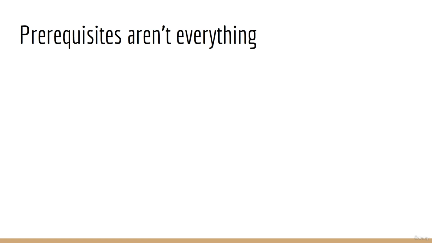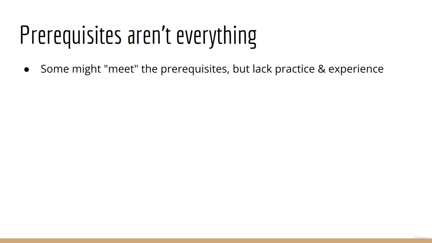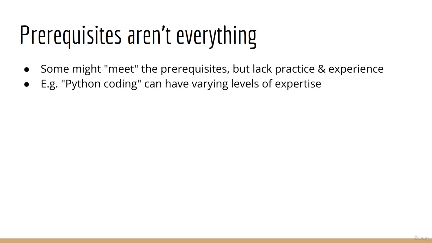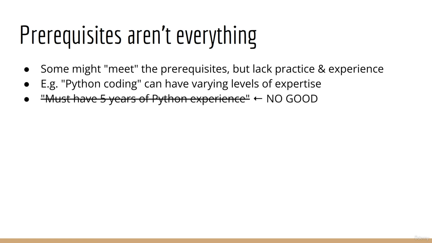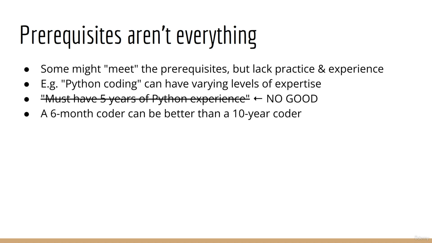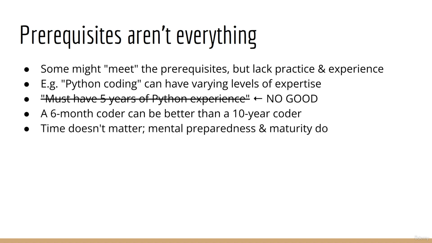Now, while there are prerequisites to this course, realize that they are not the be-all and end-all. Sometimes you might meet the prerequisites, but simply lack practice and experience applying those prerequisites. So as an example, Python coding is a prerequisite to this course. But clearly there are varying levels of expertise. At the same time, we can't say something like must have 5 years of experience in Python, because that wouldn't make sense. Some people have been coding for 10 years who are not very good, and some people have been coding for 6 months and are already very good. So it's not time that matters, but rather mental preparedness and maturity.